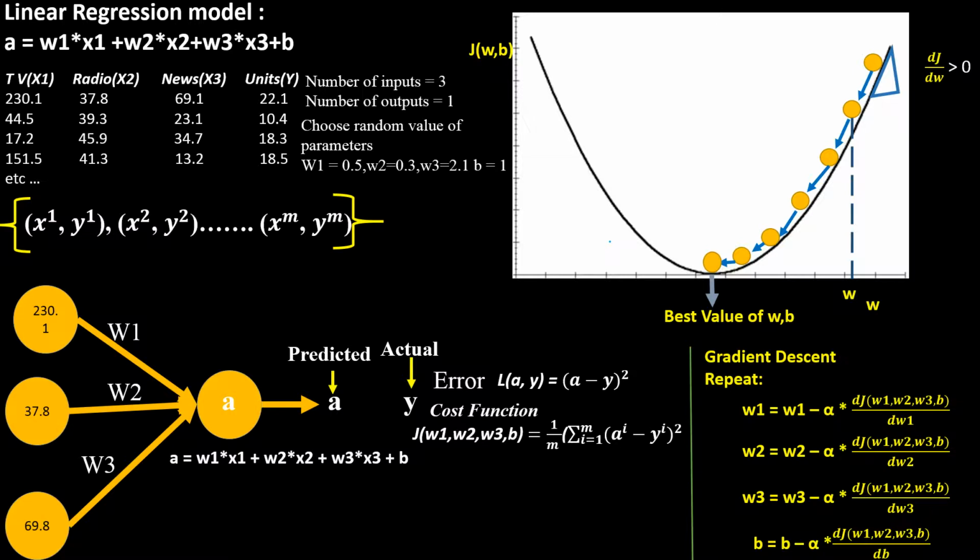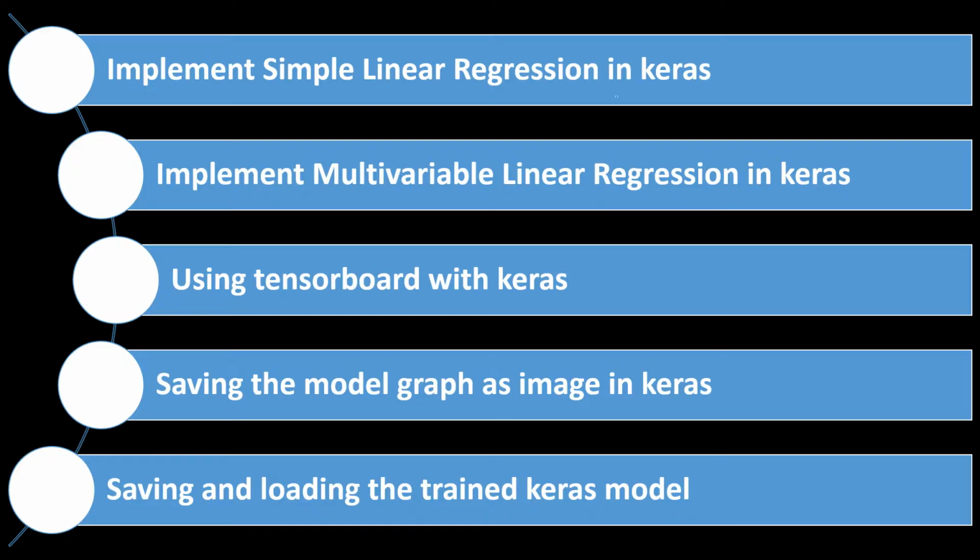In this episode, we are going to implement simple linear regression in Keras and multivariable linear regression in Keras. Then we'll also see how we can use TensorBoard with Keras to visualize the training and the model graph. And we'll see how in Keras we can save the model graph as an image file. And then we'll also see how we can save the final trained Keras model and load it anywhere we want to deploy it.